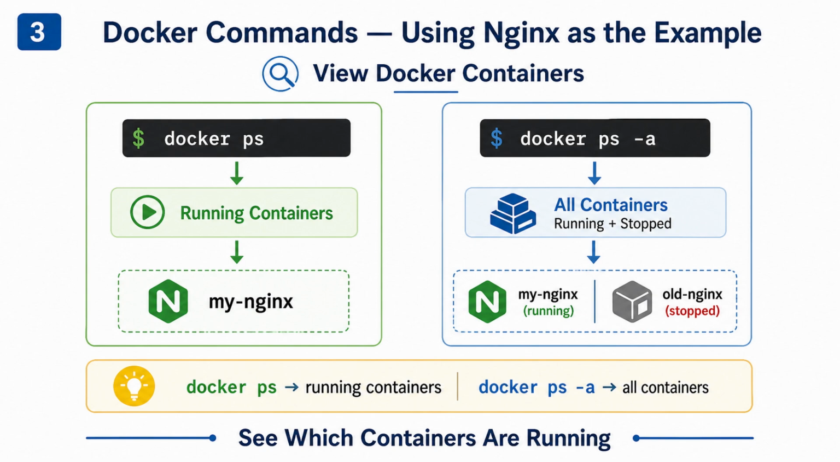To check our containers, we use docker ps. It shows only containers that are currently running. If we use docker ps -a, Docker shows both running and stopped containers. This is a quick way to see what Docker applications exist on our computer.